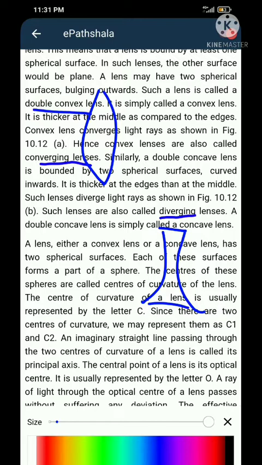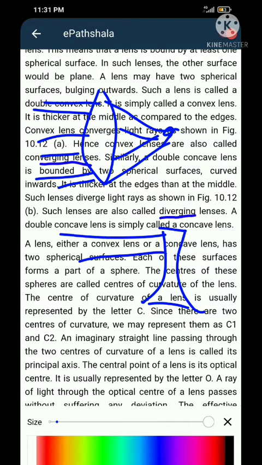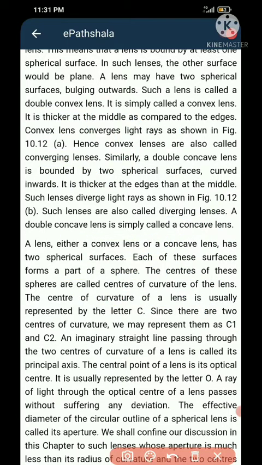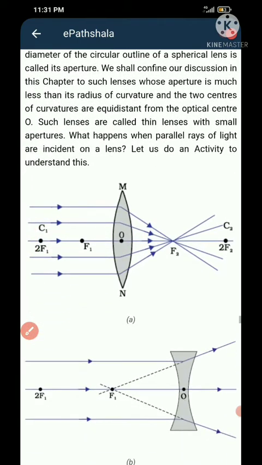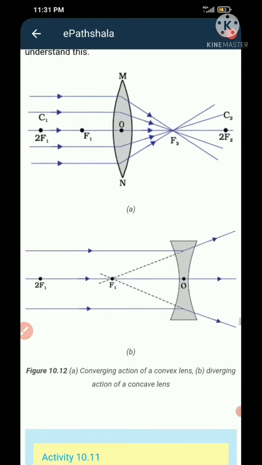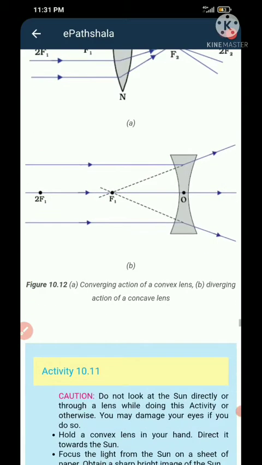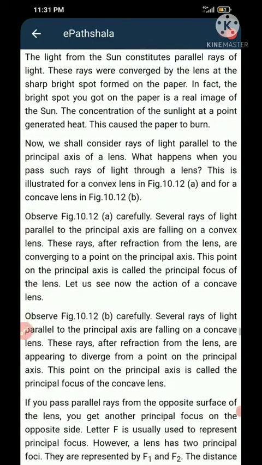So when white light goes straight, it converges at the same point. When white light strikes the surface straight on a concave lens, it diverges. So that's why it is a diverging lens. The question is why it diverges or converges. For that we have to learn some basic rules of formation. Here is the formation. First one, A, is converging, second is diverging.